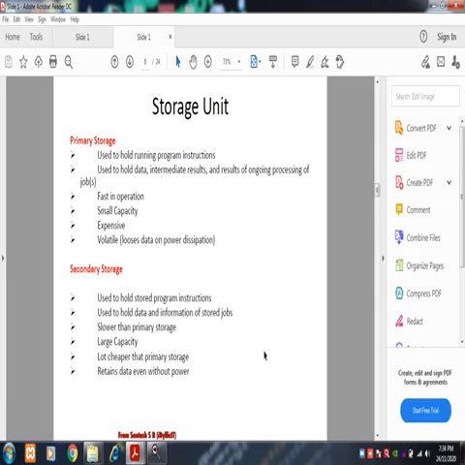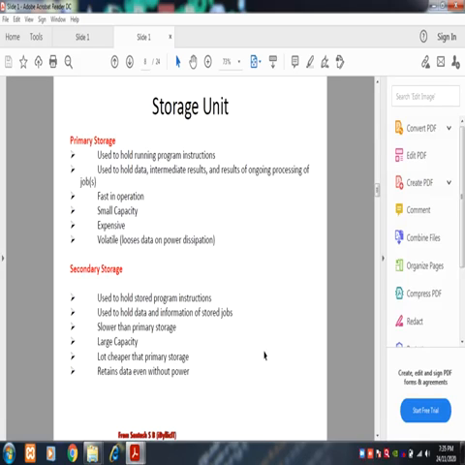Just understand that secondary storage is part of the storage unit, and primary storage is also part of the storage unit. Obviously both are only storing and holding data, but with a bit of difference. Primary storage is very fast, and secondary storage is a little bit slower as compared to primary storage. Also, secondary storage is used to hold data and information for stored jobs. It is slower than primary storage, definitely, because it has more capacity. Primary storage has less capacity, that is why it is very fast.